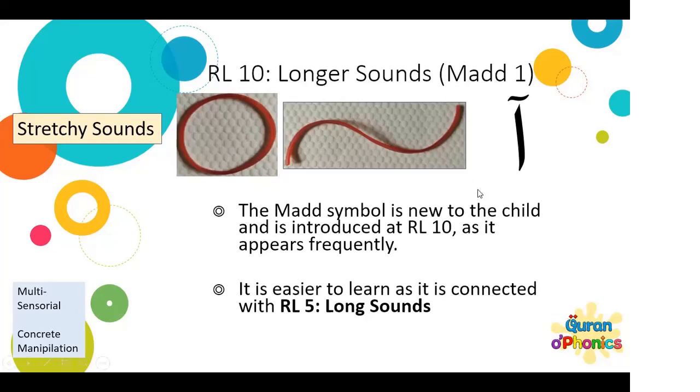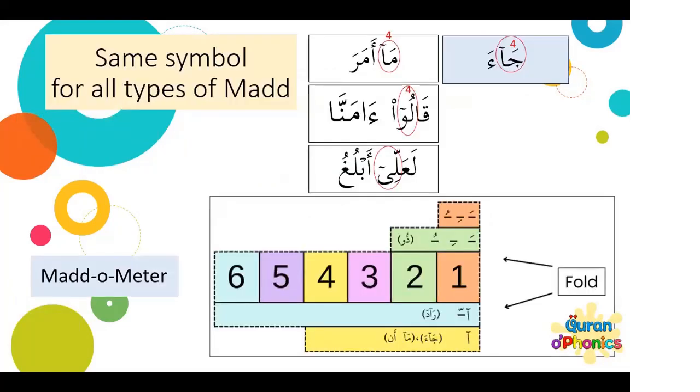So the mud symbol is new to the child, and that's why we introduce it here at reading level 10, because if they come across it, they don't know what to do with it. And that's why we tell them here that this is what happens to it. Now, it's also easier for them to learn because it's just an extension of the long sounds that they've learned at reading level 5. They learned about the long dhamma sound, long kasra sound, long fatha sound, which is stretched for 2 counts. But now this stretchy symbol is stretched for 4.